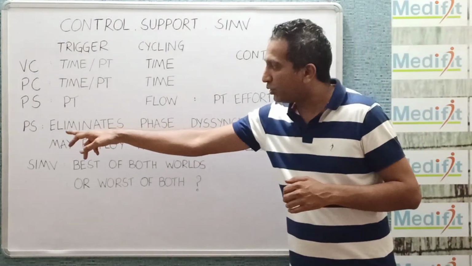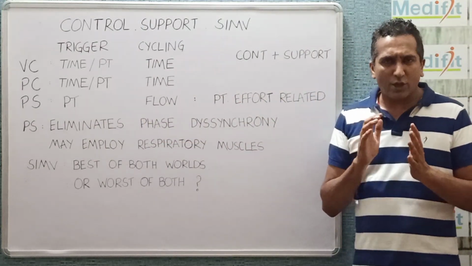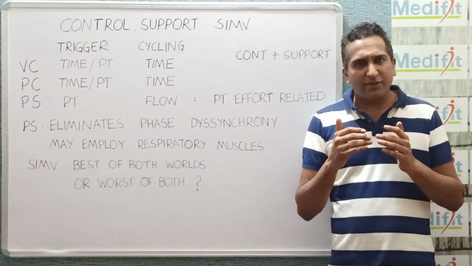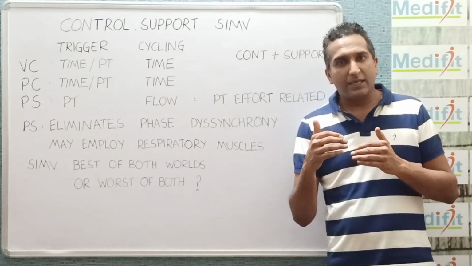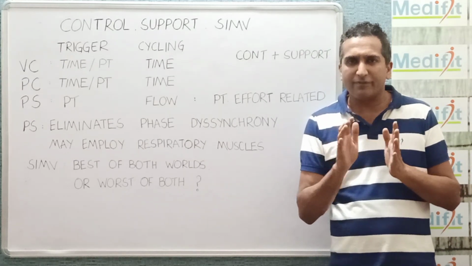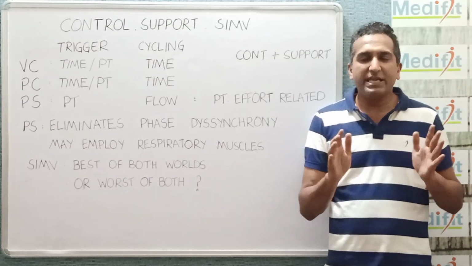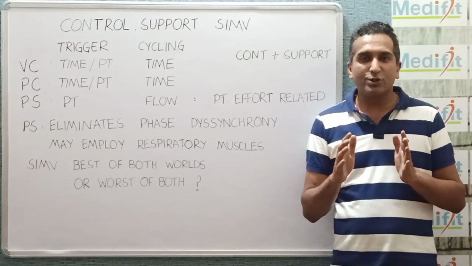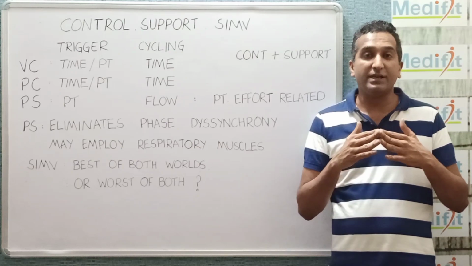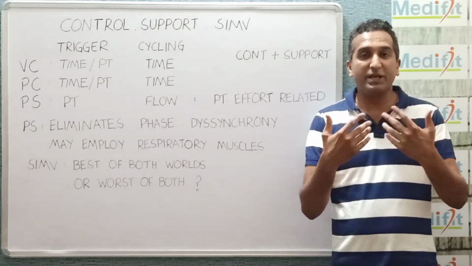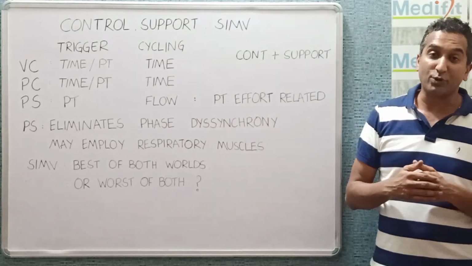What the pressure support mode does is eliminate phase dyssynchrony. So in a control mode, the ventilator will deliver a breath at a particular interval. It can detect the effort made by the patient, but irrespective of the level of the effort, the cycling will still be time dependent. So many times we see in a volume control or a pressure control mode, there is phase dyssynchrony. The patient wants to breathe in, the ventilator wants to breathe out. The patient wants to breathe out and the ventilator is ready to give a breath. This is not there in pressure support mode.